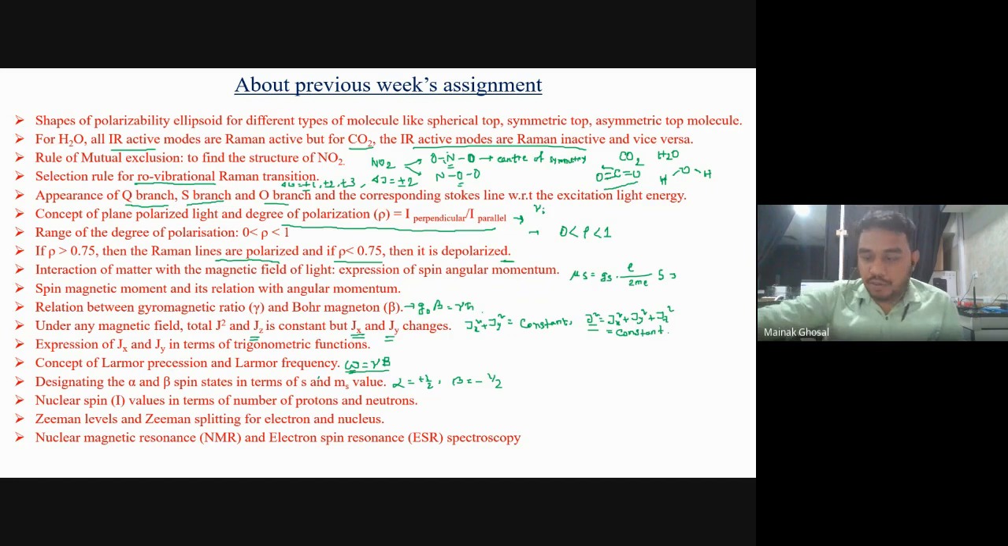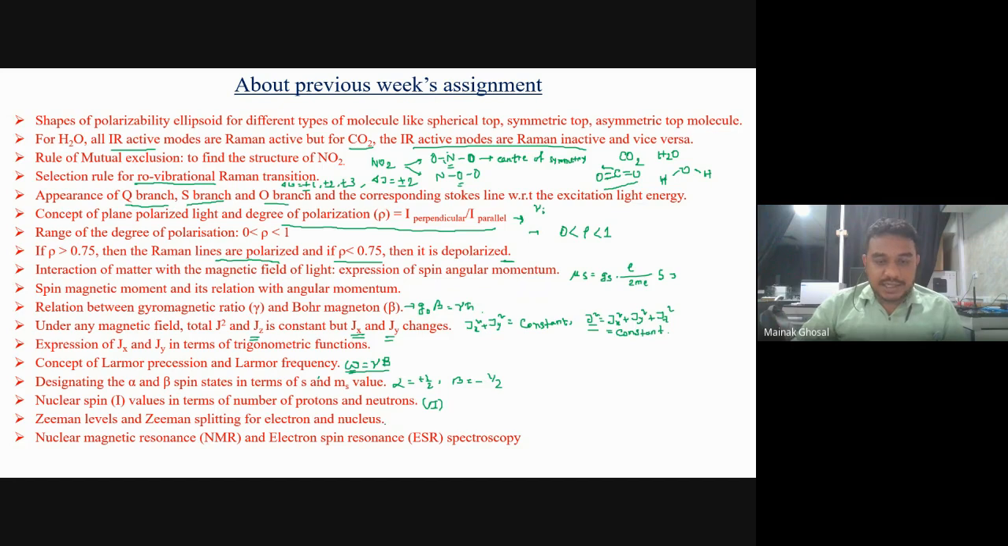Then the nuclear spin in terms of number of protons and neutrons. It was also said whether the nuclear spin will be zero, or an integer, or a fraction. So it was discussed what number of protons and what number of neutrons we have. Following that, you can easily tell what should be the nuclear spin, that is I. Okay, nuclear spin.